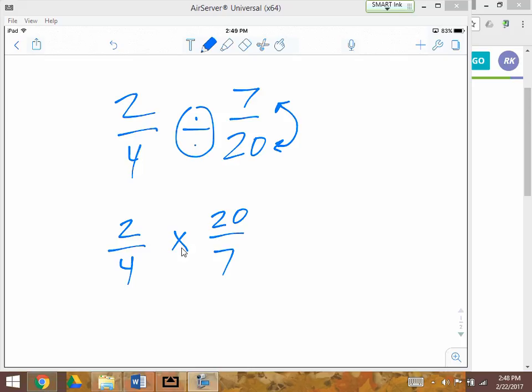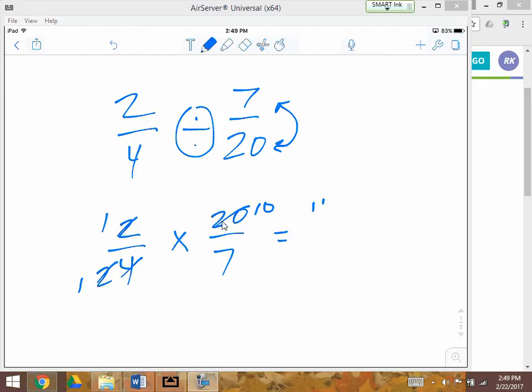We need to simplify before we multiply. So 2 and 4 can be simplified. So I'm going to divide those by 2, make it 1 and 2. And then 2 and 20 can be simplified. So I'm going to divide those by 2 and make this 1 and 10. And then the 7 and the 10, I can't do anything with those.